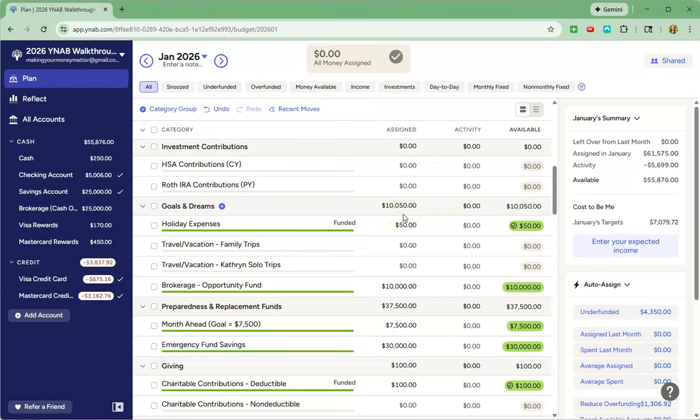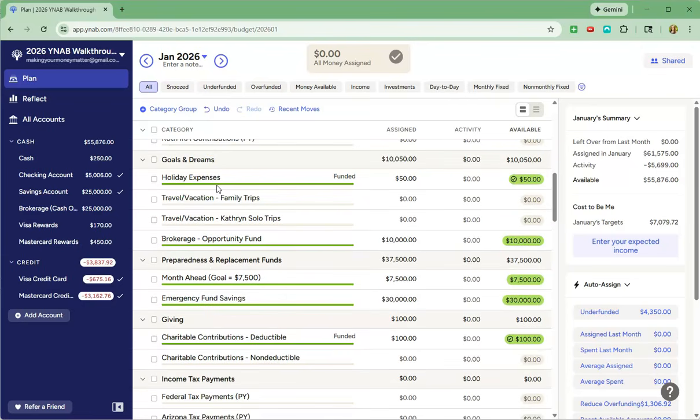First is investment contributions. My main investment contributions right now are to an HSA account and a Roth IRA. My goals and dreams category group is where I put my holiday expenses and my travel expenses. I do separate my family travel from solo trips that I take.